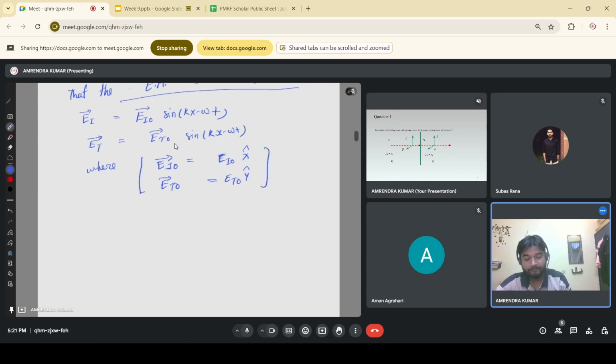Now we are going to calculate something. So why I told you about the Maxwell's equations, the reason was this. Let me write down the Maxwell's equations first.